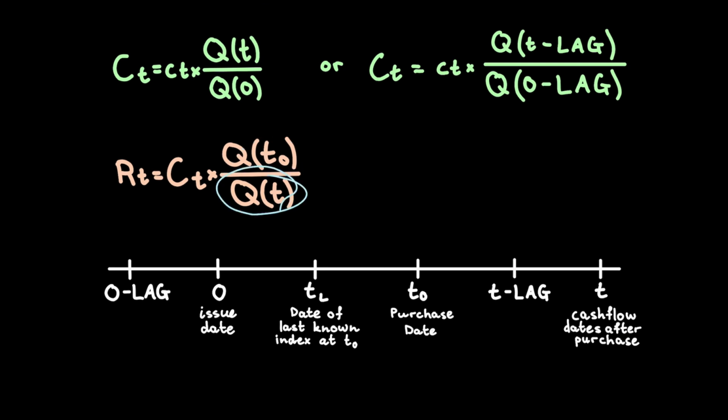Okay, so why do we divide by q of t? Well, as I said before, we divide by where we are coming from, and we multiply by where we are going. So if our cash flow occurs at time t, then we must divide by the index at time t. And we want to know what this real value was at our purchase date, because this is what's important to us. We want to know our real value. We want to know our real yields. So we move to the purchase date. So we multiply by the index at q of t naught.